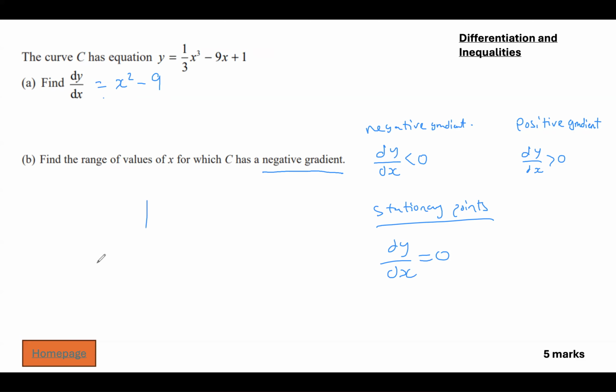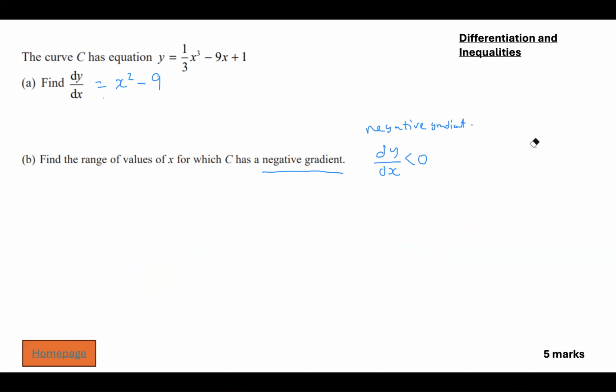And if you think about a cubic curve, these are your stationary points, or your turning points. These are the points where your gradient is 0. And then you have points where the gradient is negative, so it's going down. And then you have points where the gradient is positive, where your curve is going up. All right, so let's have a look at this one. This is in relation to a negative gradient.